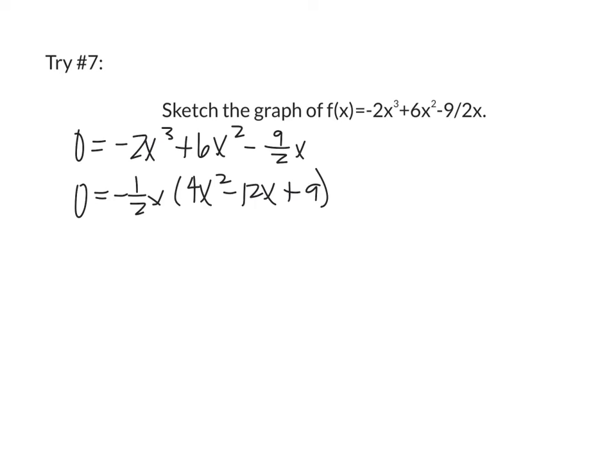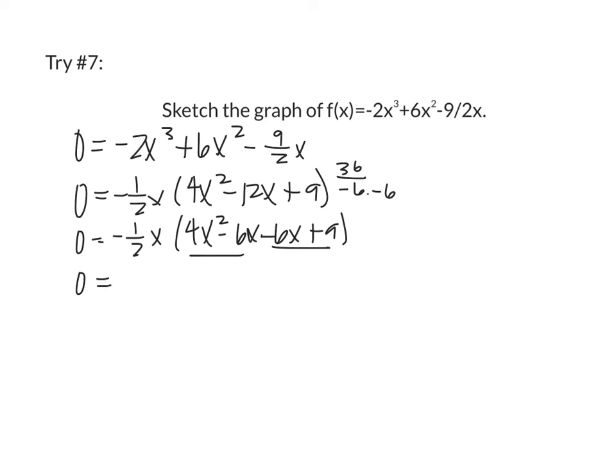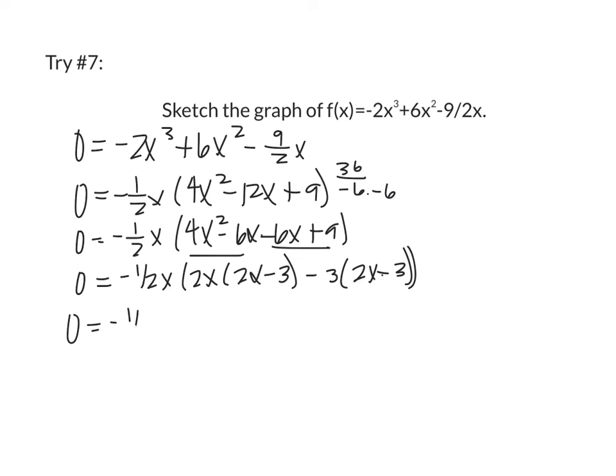This here, if I did AC, AC would give me 36. So the factors of 36 that are going to give me 12 are -6 and -6. So when I rewrite this, this is -1/2 x, and then 4x squared minus 6x minus 6x plus 9. Group those two. I get 0 equals -1/2 x times, I can take out a 2x, and that leaves me with 2x minus 3. I could take out a -3 from the second one, and that would be 2x minus 3 as well.